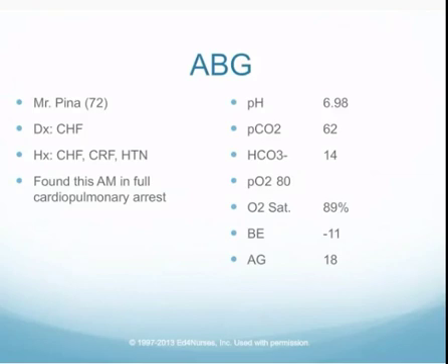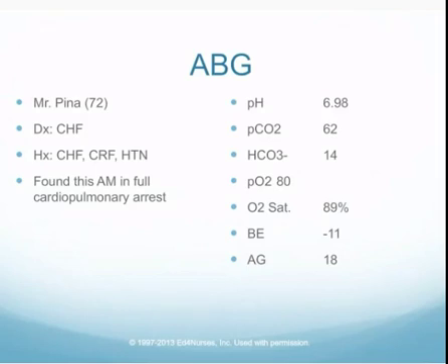So following the 6 easy steps to ABG analysis, we first look at the pH and we ask, is the pH normal, acidotic, or alkalotic? And in fact, this pH is very low, which means it's acidotic. So we have a severe acidosis going on here. So where's that acidosis coming from?